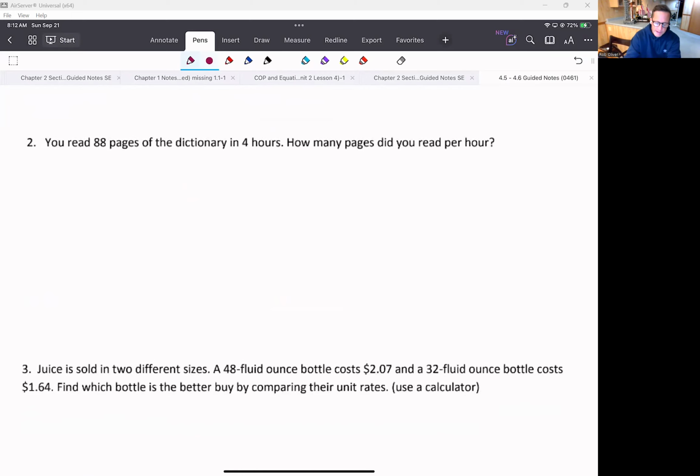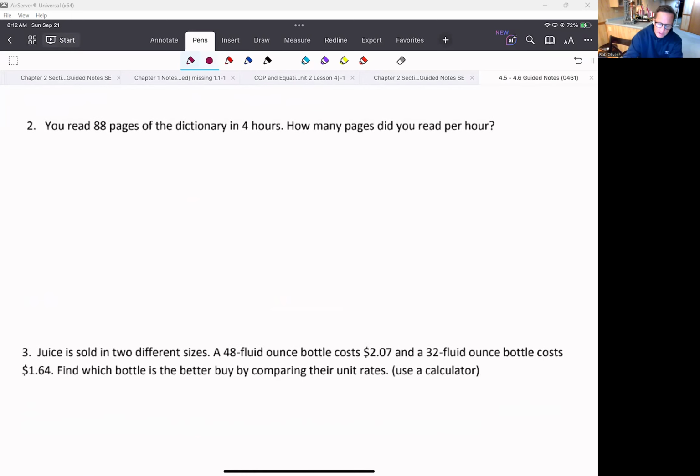All right, you read 88 pages of the dictionary. That sounds exciting. In 4 hours. How many pages do you read per hour? So again, we want to do pages as the numerator, and we want to do the time equivalent on the bottom. Okay, so pages per hour.